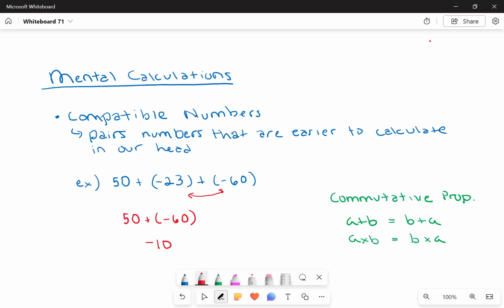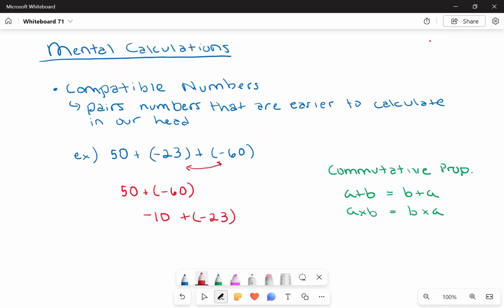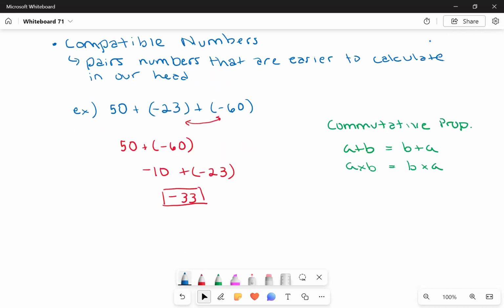The difference between those numbers is 10, so negative 10. Now I'll take that negative 10 and add it to the negative 23. Since they're both negative, they add together and result in negative 33. And there we go. That would be an example of compatible numbers.